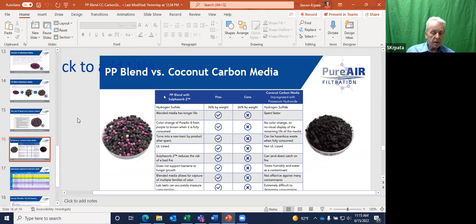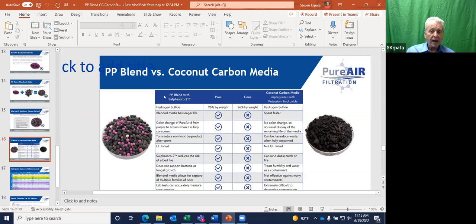Here's a list of pros and cons comparing the two different medias. One of the things I would note here, which might be a little deceptive, is, for example, the hydrogen sulfide in the first line is showing that it reduces it 26% by weight. The weight of PP blend is more than that of carbon media. It's more like 48 pounds a cubic foot, whereas coconut carbon media is about 35 pounds.